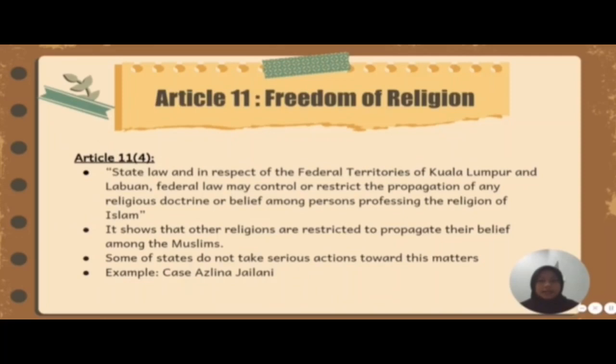And then Article 11, Clause 4 states that state law, and in respect of the federal territories of Kuala Lumpur and Labuan, federal law, may control or restrict the propagation of any religious doctrine or belief among persons professing the religion of Islam. It shows that other religions are restricted from propagating their beliefs among Muslims. But some states do not take serious action towards these matters.